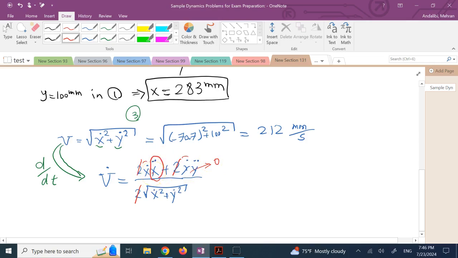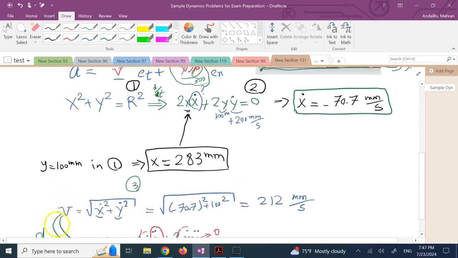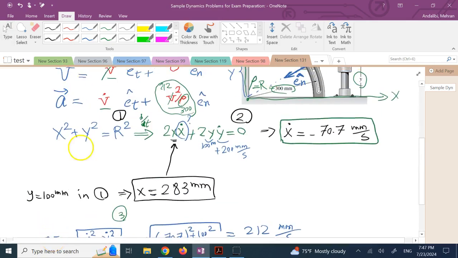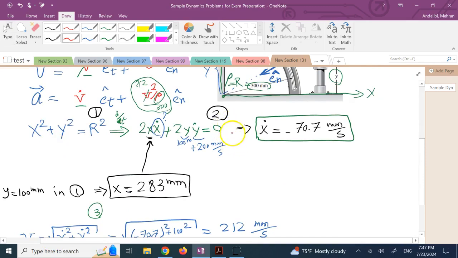You need to find x double dot before you can calculate v dot, and for that, you have to take a time derivative out of what? Out of equation 2. If you look at equation 2, this is a time equation that is based on time. And if you take a time derivative out of this one, clearly you'll see that here there is a product, and you can get rid of 2 out of both sides. So derivative of x dot is a product. It's derivative of x times x dot.